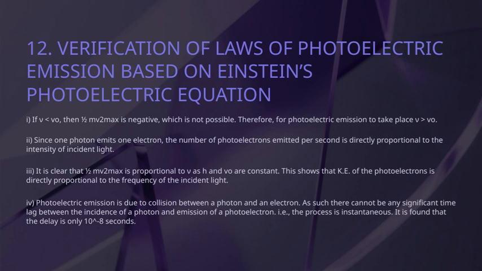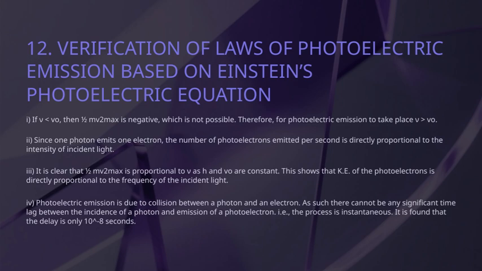Next, since each photon can emit only one electron, the number of photoelectrons emitted per second is directly proportional to the intensity of the incident light. In other words, increasing the light's intensity will increase the number of electrons emitted, assuming all other factors stay the same. And finally, if the frequency of the incident light is less than the threshold frequency, ν < ν0, then the maximum kinetic energy becomes negative, which isn't physically possible.